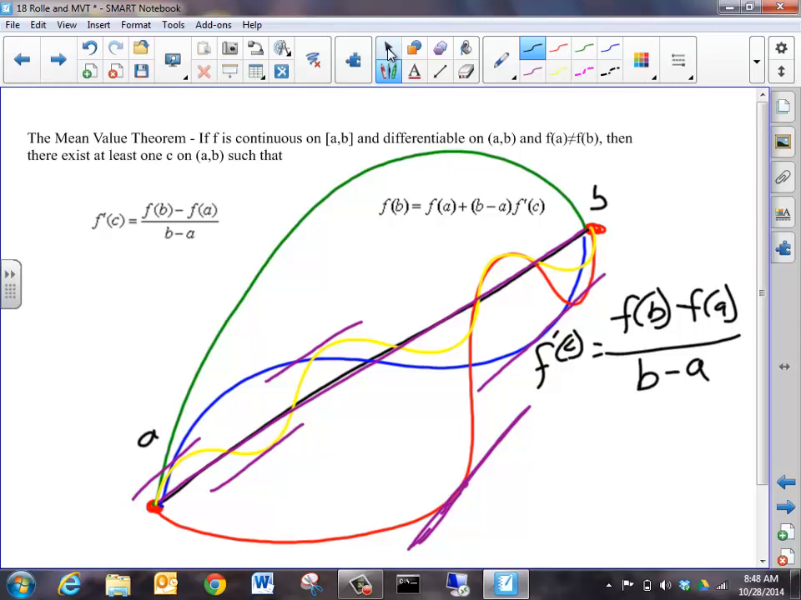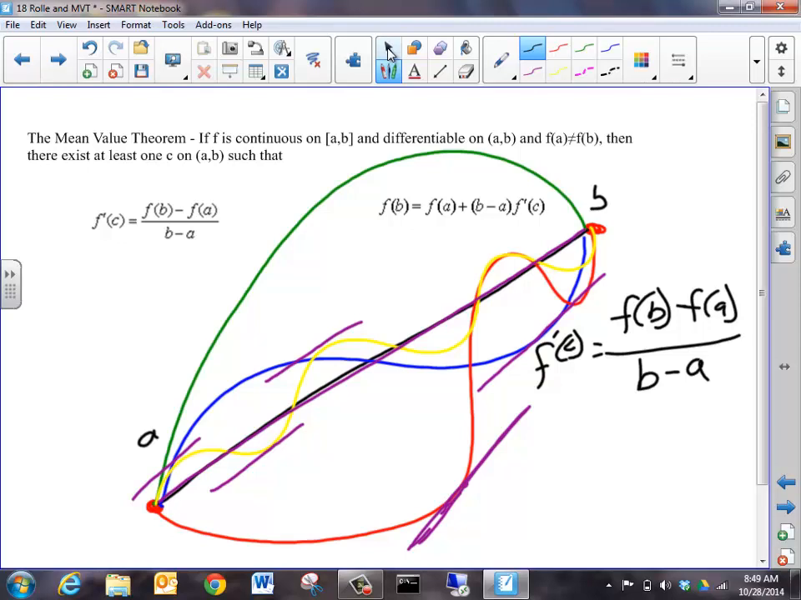Does this look strangely like Rolle's theorem to you? What's the only difference between Rolle's and MVT? Endpoints. In Rolle's, the endpoints are the same. In MVT, the endpoints are different. Truthfully, you could use MVT all the time, couldn't you? Because if the endpoints are the same, what's this top going to be? Zero, therefore the derivative equals zero.